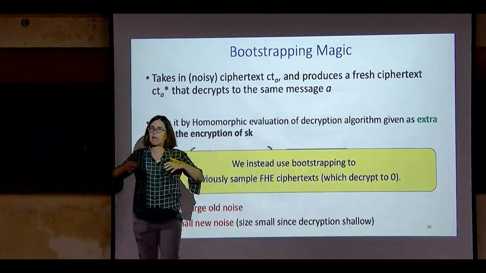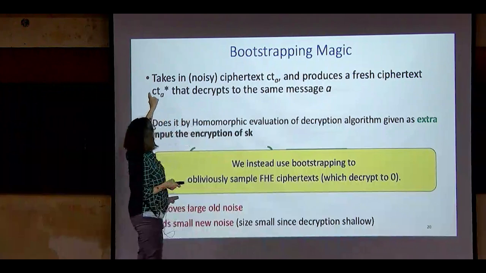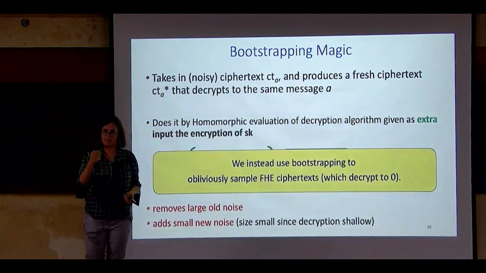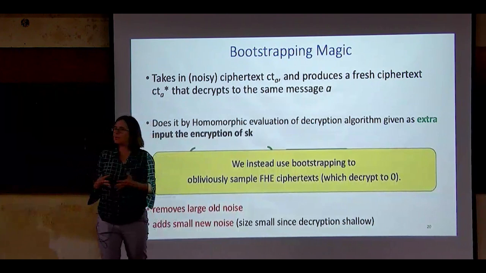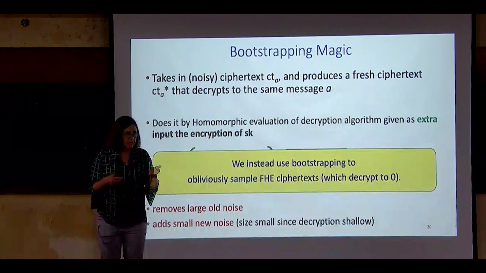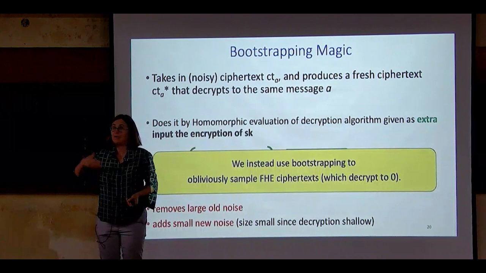replaces it by a new fresh ciphertext, CTA star. Both of them decrypt to A, but this one has a lot less noise. And in a minute, we'll see how he does it. But he says, in that case, I can do operations, get too much noise, I bootstrap. I go back and have less noise. I do more operations, I bootstrap. But how do you get rid of noise? I mean, one way to get rid of noise is that you decrypt, you find what A is, and you re-encrypt with a fresh ciphertext that has little noise. That you can't do, all right? The cloud is not supposed to be able to decrypt and get rid of noise, okay?